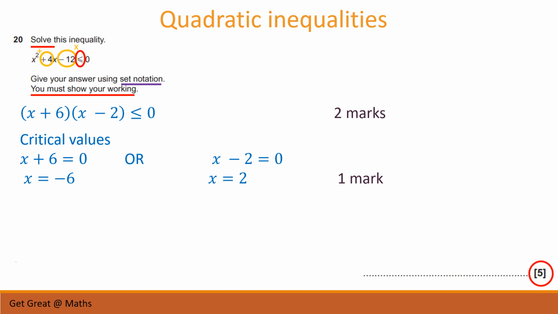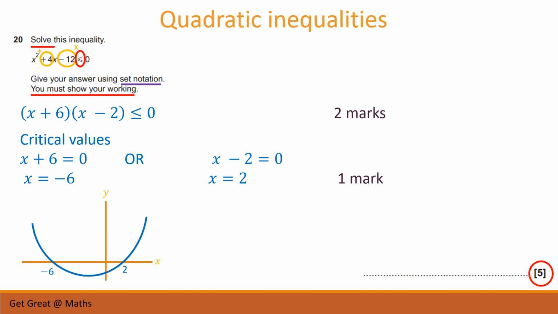Once you've got the critical values, you can use these to do a little sketch to help us solve a graph. So with a little sketch, I'm going to put negative 6 and 2 across the x-axis to show where this graph crosses the x-axis. It is a smiley face graph, so a happy face, because we've got a positive x squared.